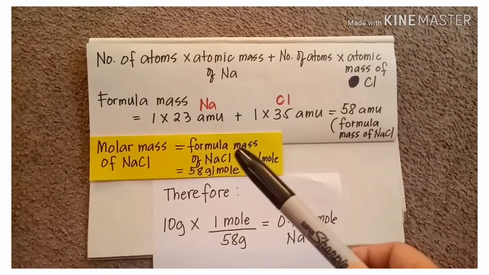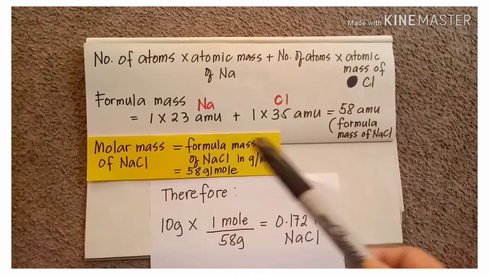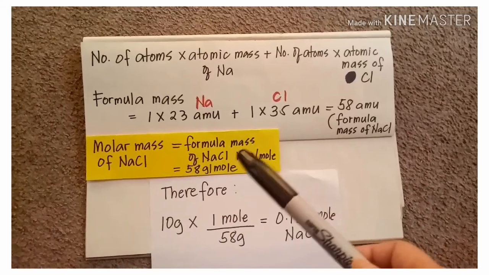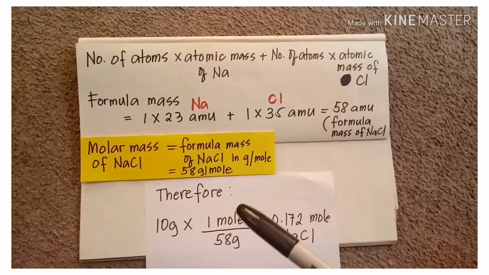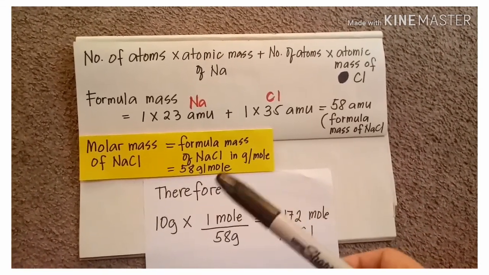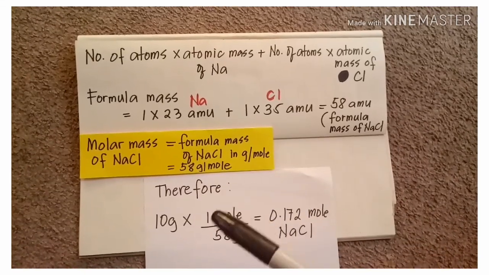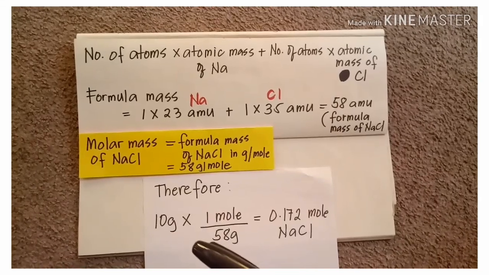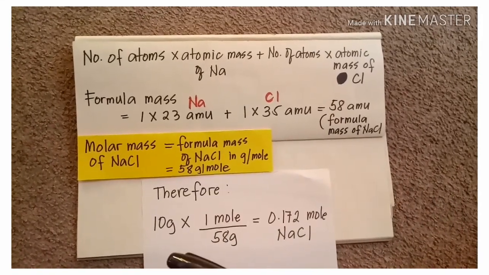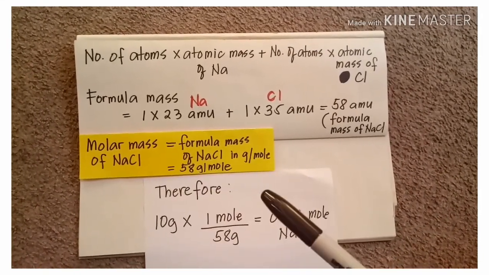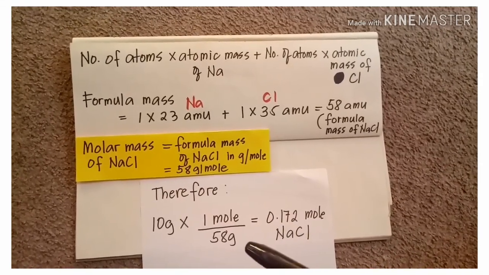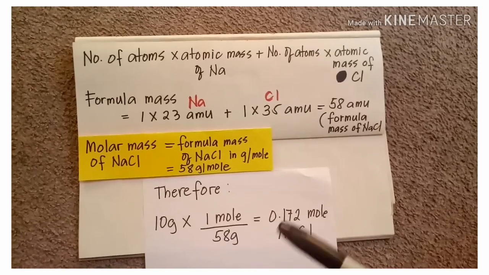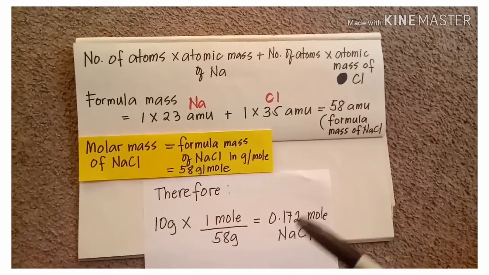And formula mass is the same as molar mass, alright? So the molar mass of NaCl is also equal to the formula mass of NaCl in grams per mole. So that is basically 58 grams per mole. So, in that case, we can convert 10 grams to number of moles by multiplying 10 grams by 1 mole and dividing it by 58, but you have to cancel grams and grams here. So you will get 0.172 mole of NaCl.